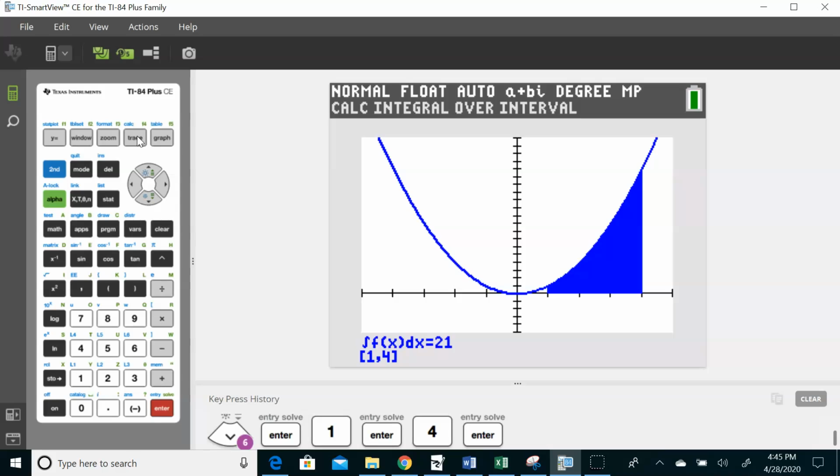Look, it did it from 1 through 4. It shaded between the curve and the x-axis, and it gave me on the bottom right here that the integral from 1 through 4 was exactly 21. Like I said, it's unbelievable that something curvy could have exactly area of 21.